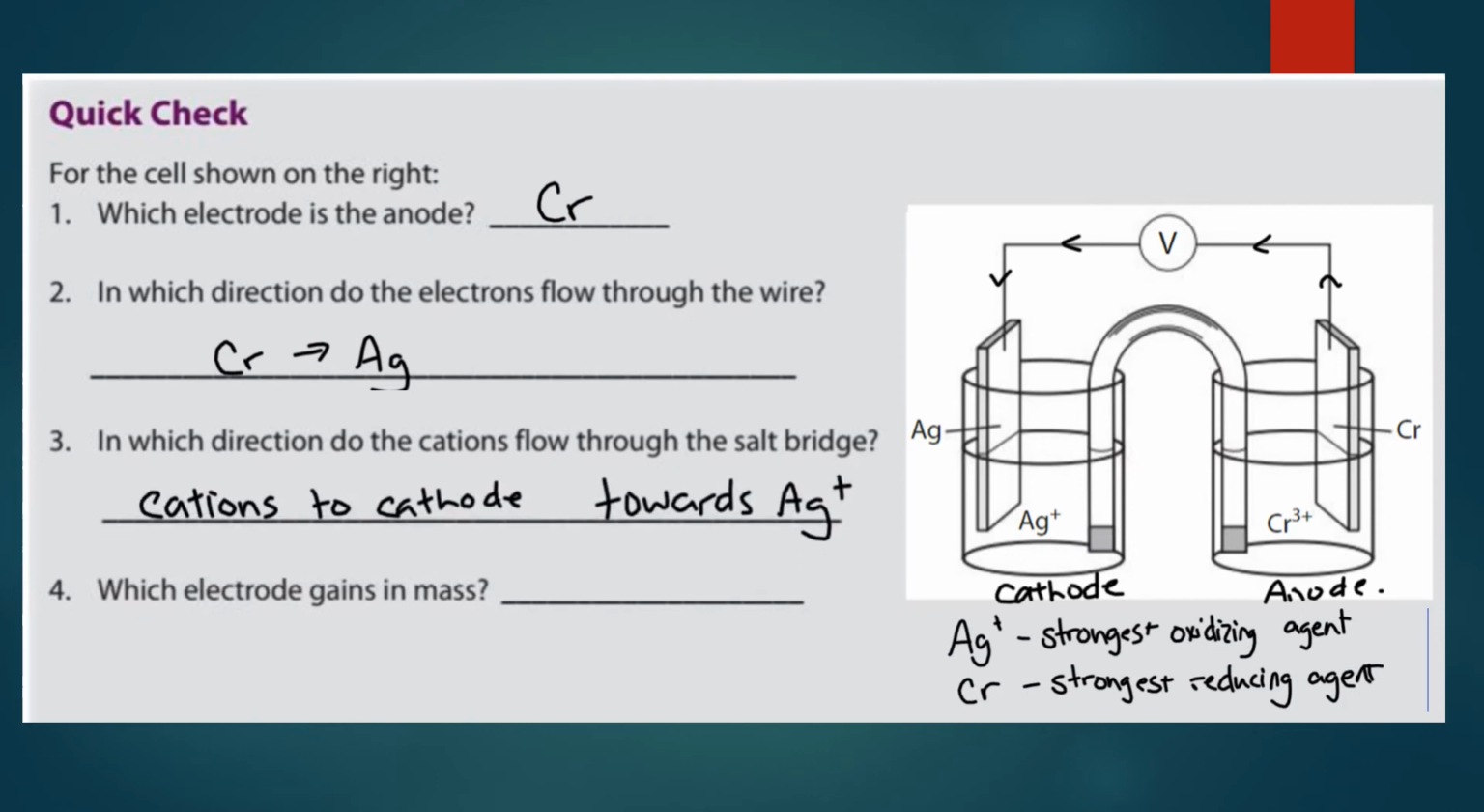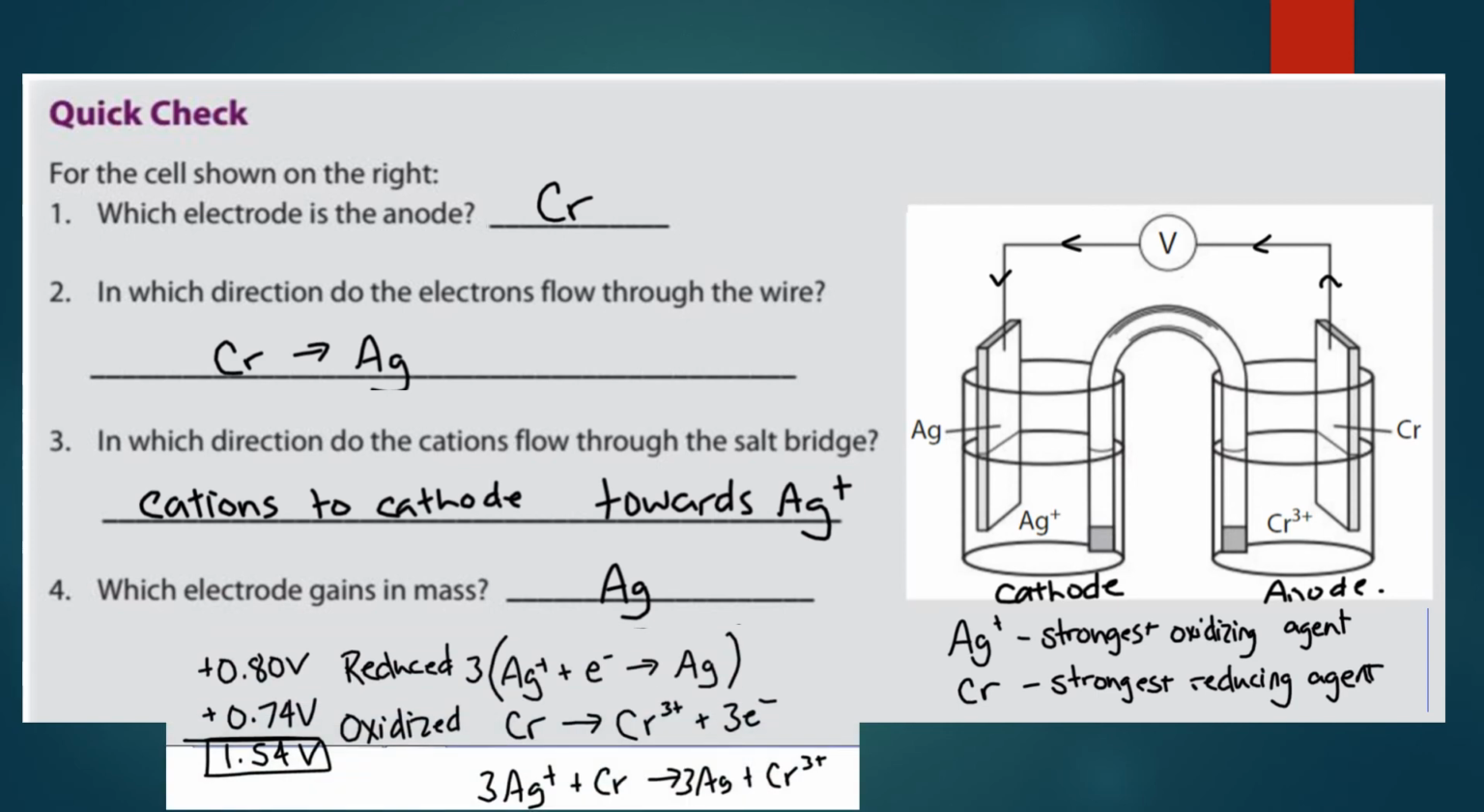Now cations flow through the salt bridge towards the cathode, so they're going towards the Ag+, the beaker with the silver ions in it. And the electrode that gains in mass is going to be the silver. And the reason for that is as electrons gather on that silver bar, we're going to have silver ions from the solution come join onto there to pick up the electron, and they're actually going to deposit themselves on that particular electrode.